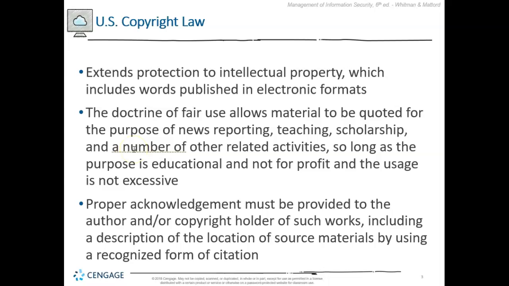The U.S. copyright laws extend protection to intellectual property, which includes words published in electronic formats. It also provides the doctrine of fair use, which allows material to be quoted, for instance, in a scientific report or news reporting or teaching, etc., as long as the purpose is educational and not for profit, and the usage is not excessive. So, for instance, I can't copy an entire book and give it to the student and say, here, use this in your class.